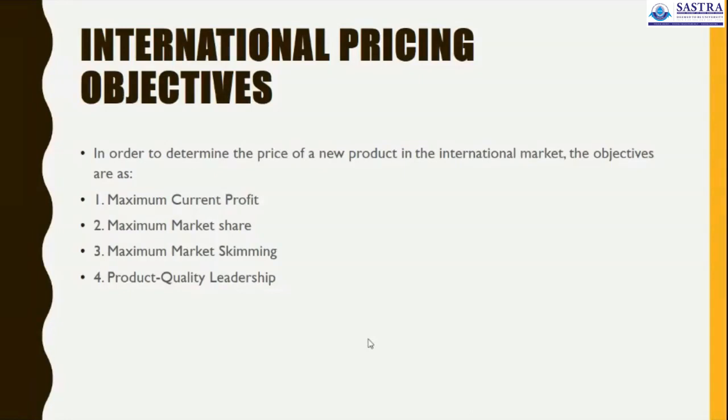In the maximum number of markets, it is exploiting the opportunity. Whatever opportunities are available are going to be used, and that is achieved through the pricing objectives. Some of the companies are using a kind of pricing strategy.